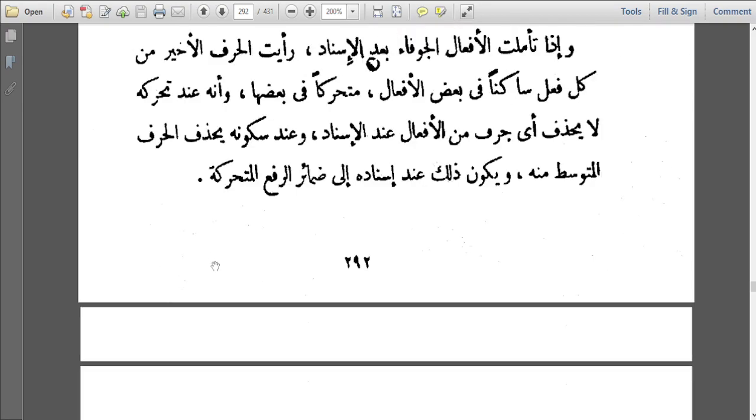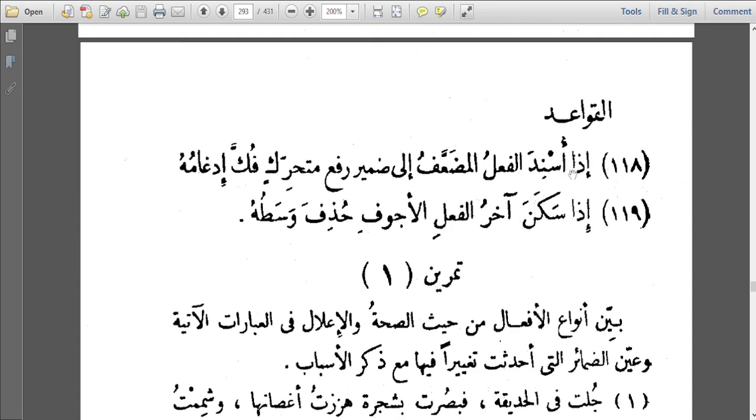let's quickly read the القواعد. It says إذا أسند الفعل المضعف إلى ضمير رفع متحرك فك إدغامه. If the فعل مضاعف is put into contact with a ضمير رفع متحرك, the idgham, where the shadda is opened up into two letters. It says إذا سكن آخر الفعل الأجوف حذف وسطه. If the ending of the fi'l that is called ajwaf is having sukun, حذف وسطه, its middle letter is deleted, is omitted.